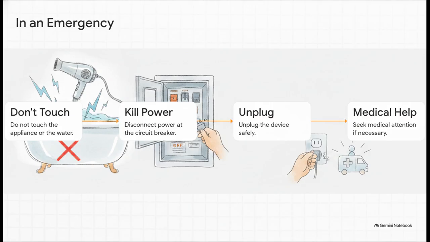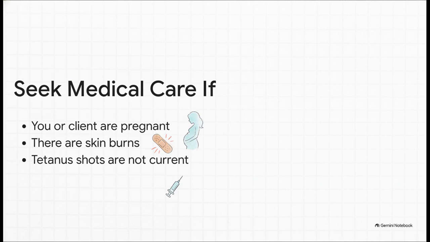Human instinct screams at us to grab it, but that water is fully electrified. Instead, you need to jump straight to step 2, run directly to your circuit breaker and kill the power to that entire room. Only after you are 100% sure the power is dead at the source should you even attempt to unplug the device. If someone actually does get a shock, how do you know when it's a true emergency?